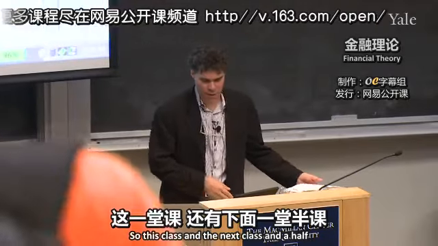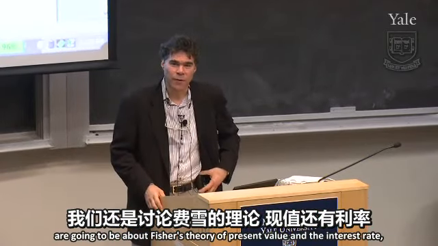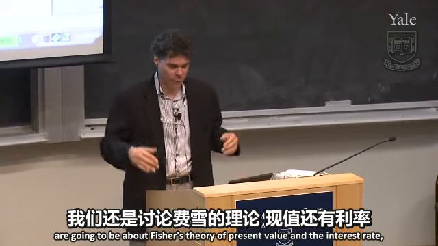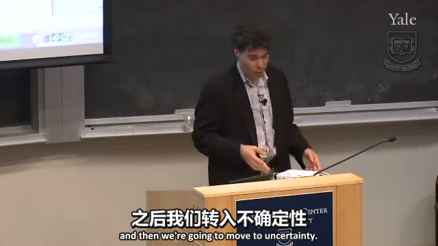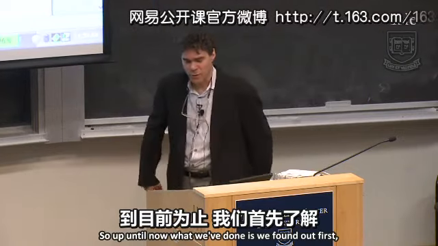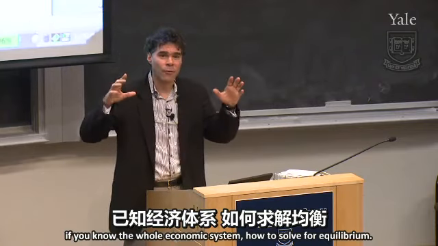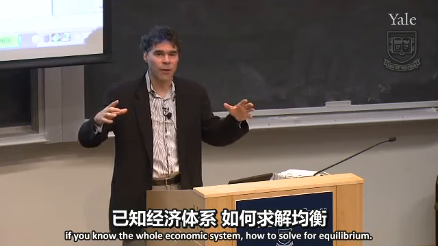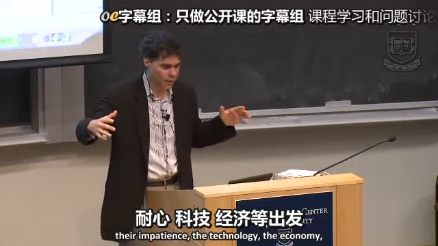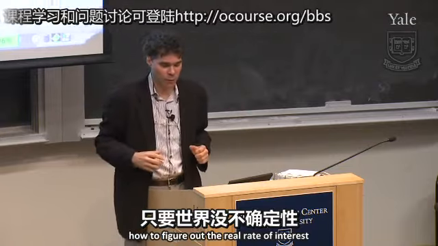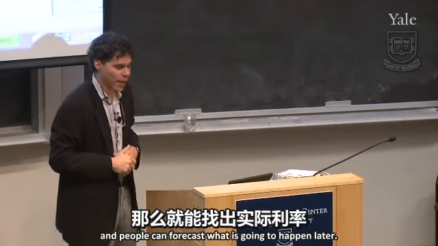This class and the next class and a half are going to be about the end of Fisher's theory of present value and the interest rate, and then we're going to move to uncertainty. Up till now, we found out how, if you know the whole economic system, to solve for equilibrium, to figure out from the primitives of people's tastes, their impatience, the technology of the economy, what the real rate of interest is, provided there's no uncertainty in the world and people can forecast what's going to happen later.